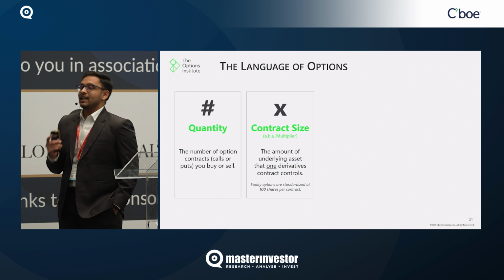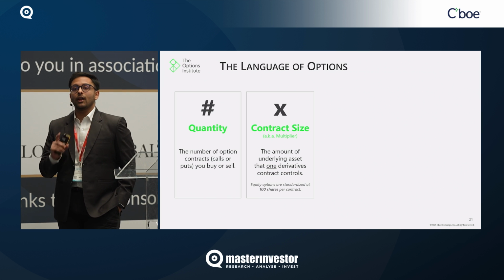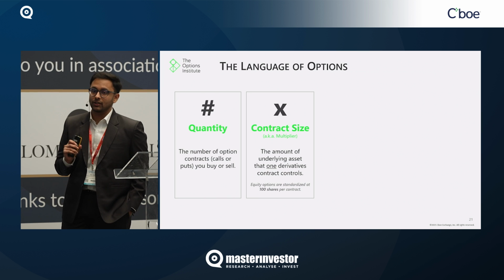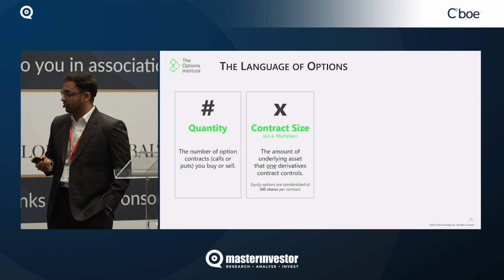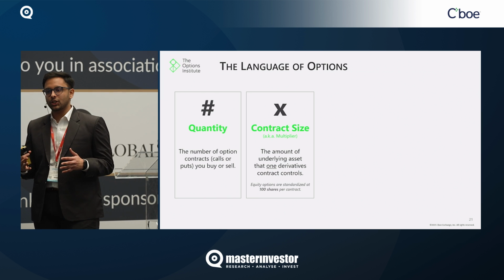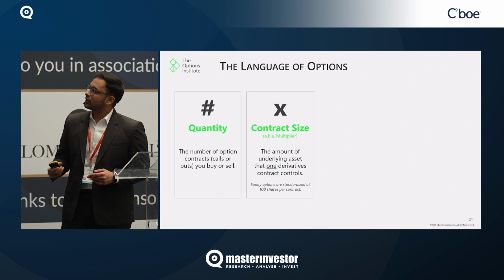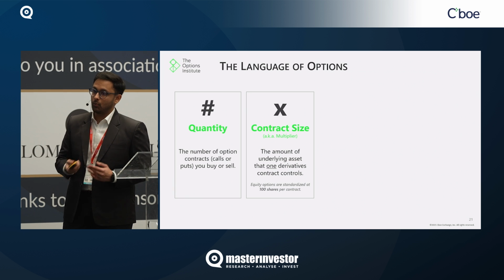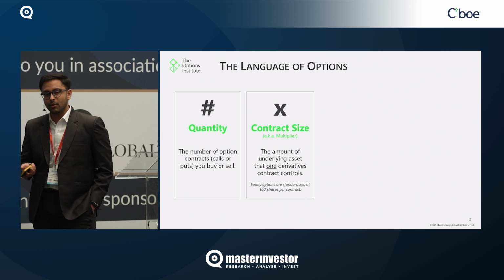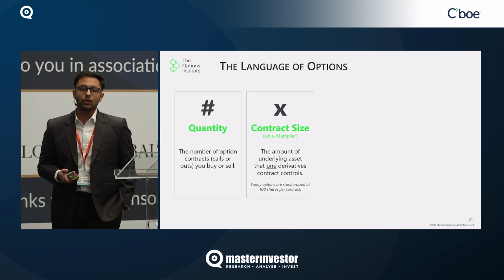All right, so next we're going to talk about that embedded leverage component that I had mentioned at the beginning of this session. So options do have embedded leverage. And to see that in action, there are two key components you need to know about. So you've got quantity, which we just saw on the previous slide. It's the number of options contracts, calls or puts, that you're looking to trade.